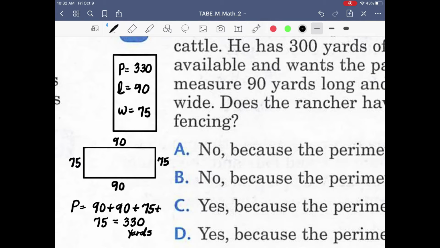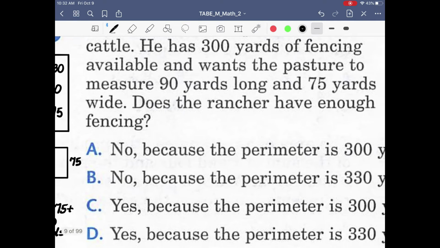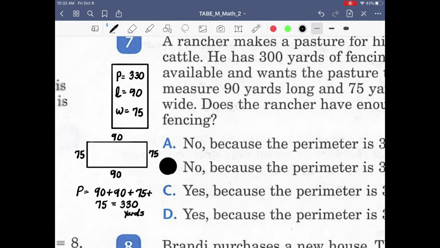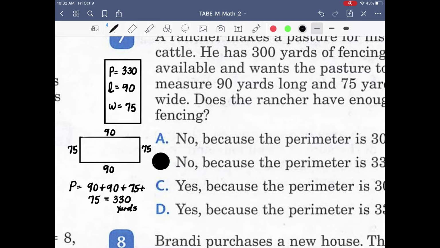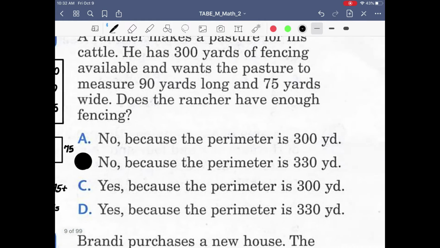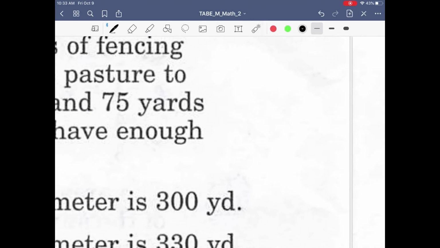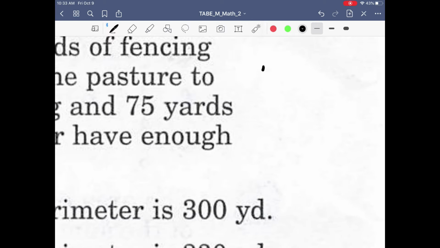He only has 300 yards. So does he have enough fencing? No. He does not, because the perimeter is 330 yards. And you can absolutely solve this problem using that addition. Let me show you how to do it with the formula, because they do want us to practice our formula. So we have P equals 2 times L plus W.